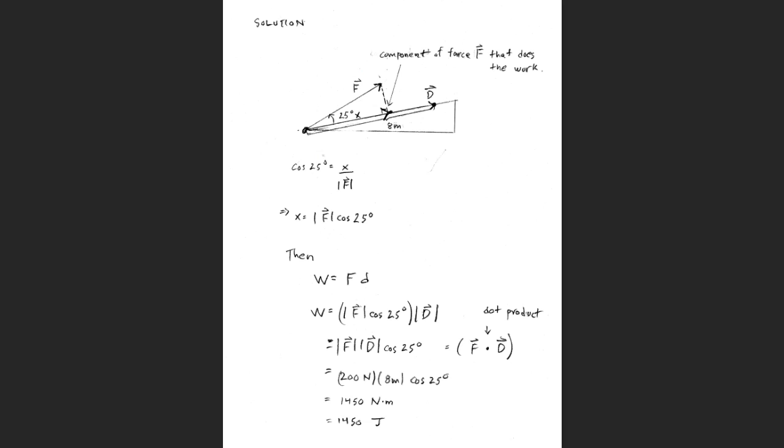So, what we have here is the crate. This is the crate. And I just drew a picture of a ramp. The crate is moving along the ramp.